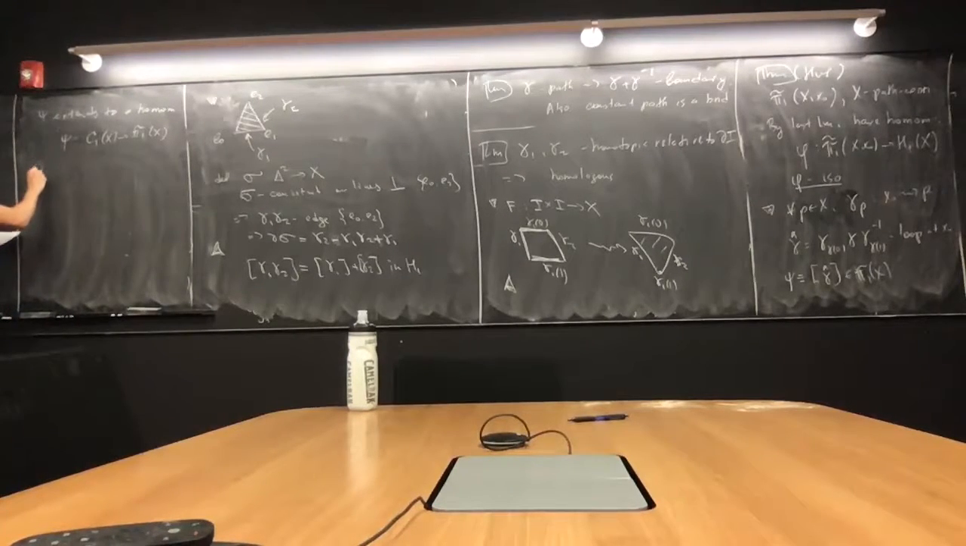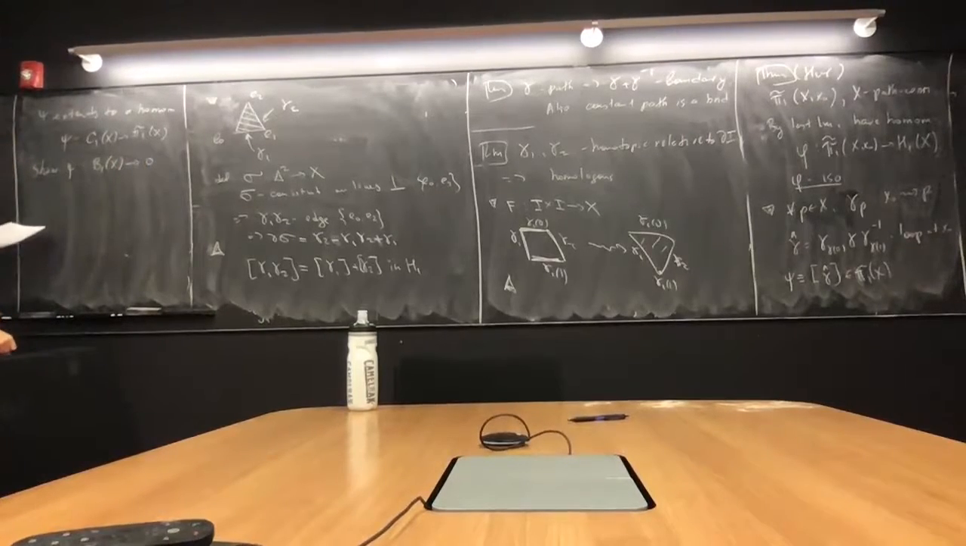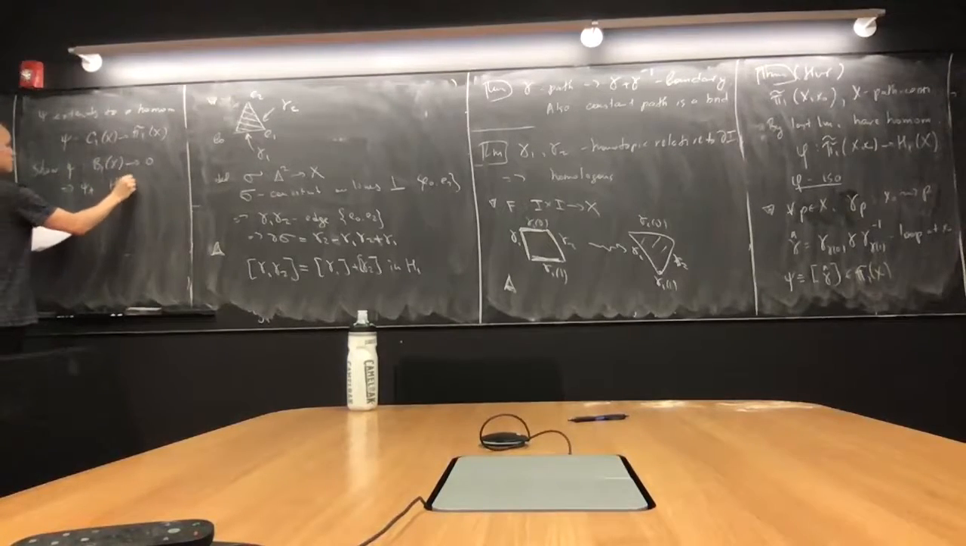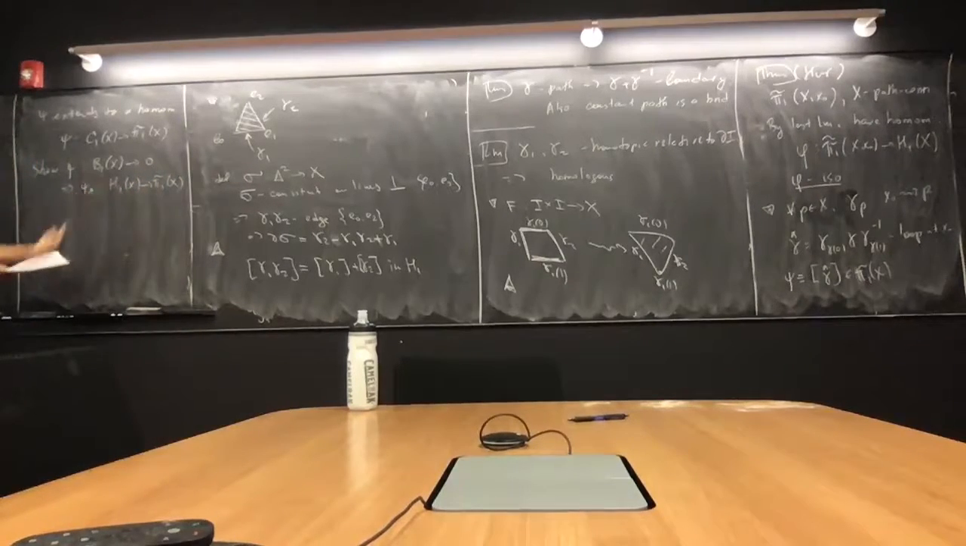So we need to show that psi takes boundaries into 0, and therefore it descends to a homomorphism on homology, H1. And then we can check that psi composed with phi is identity in projections. Okay. How do we show this?